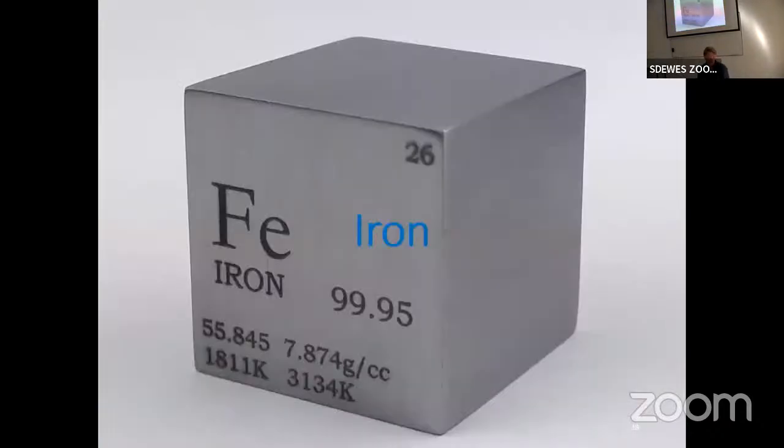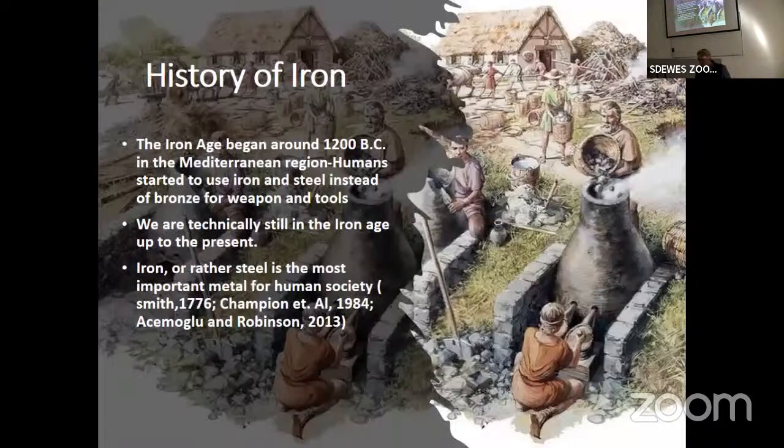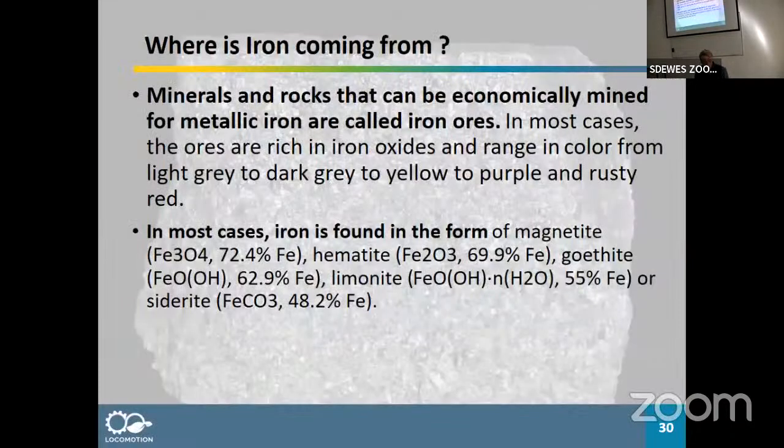But now we'll start with iron. So iron we basically used since 1,200 years before Christ, and it started in the Mediterranean, and technically we are still in the Iron Age because it is, as you can see from the metals, by majority the metal that we use the most. And now it's more steel, not iron, but it is one of the most important commodities of our society. So where's this iron coming from?